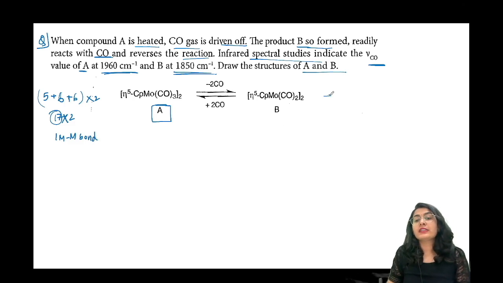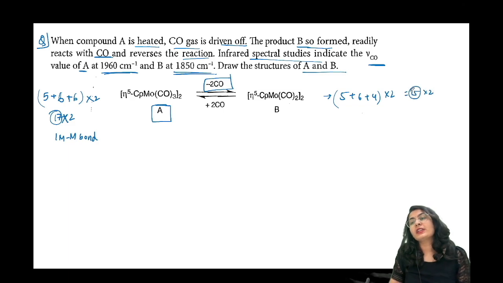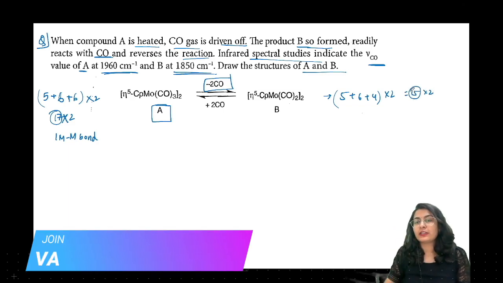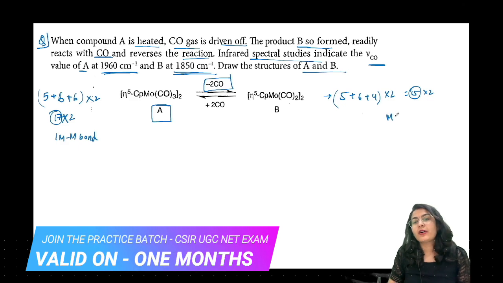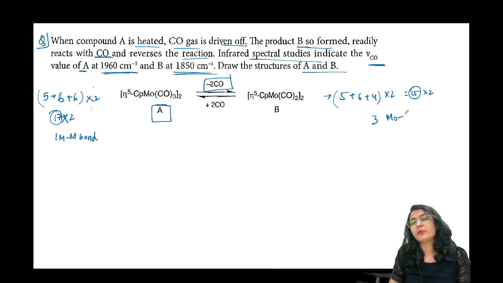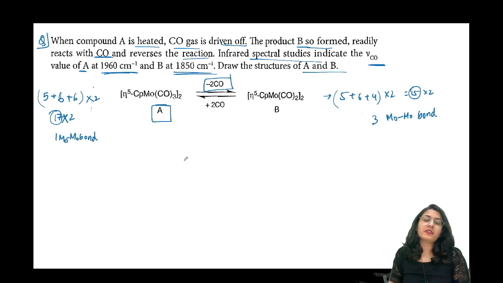Now in this one, after the removal of two carbonyls, it is going to be 5 plus 6 plus 4, whole multiplied by 2. That is 15 into 2. 15 means 3 electrons short from 18. So how many metal-metal bonds are there? There is going to be a molybdenum triple bond. So what is the change in bond order? The molybdenum bond was one, it has changed from 1 to 3. That was the previous year question.